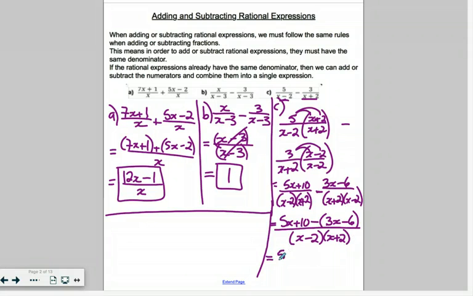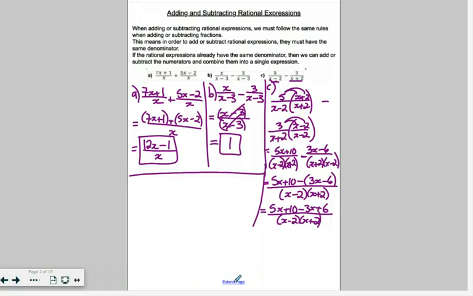So what you have then is 5x plus 10 minus 3x plus 6 all over x minus 2 times x plus 2. Okay, now combine your like terms, right? So 5x minus 3x is 2x. 10 plus 6 is 16, right? All over x minus 2 times x plus 2.